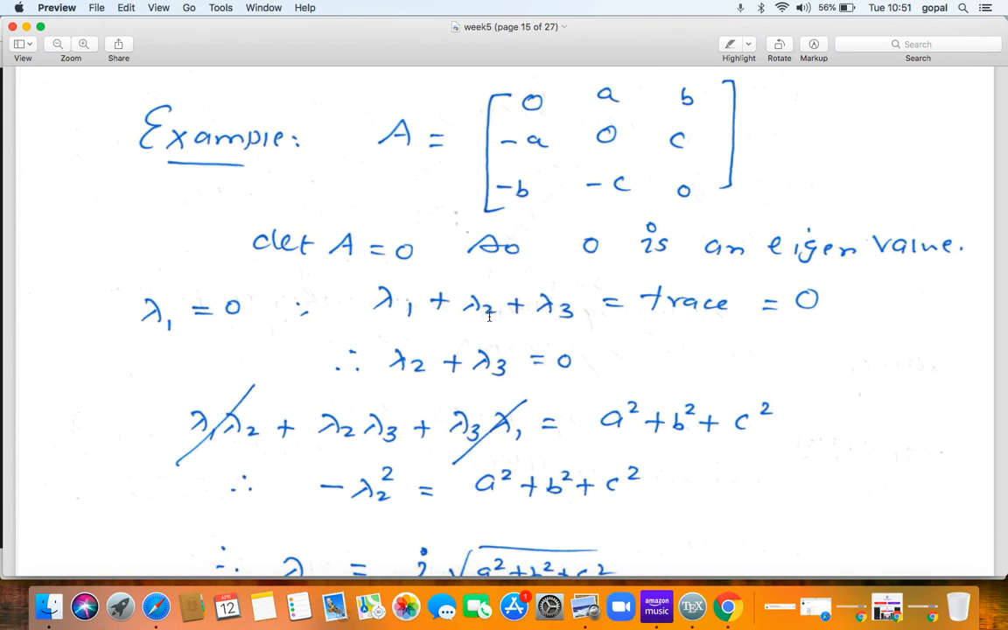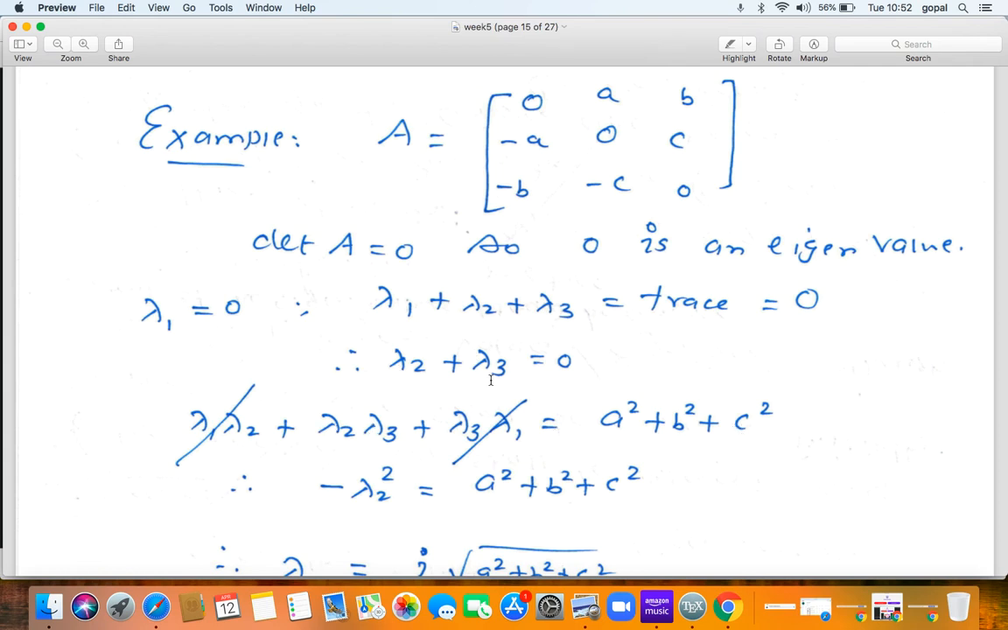Fine. What is the sum of the 2 by 2 principal minors? That is lambda 1 lambda 2 plus lambda 2 lambda 3 plus lambda 3 lambda 1. What are the 2 by 2 principal minors? 0, a, minus a, 0: the determinant is a squared. What about 0, c, minus c, 0? c squared. What about 0, b, minus b, 0? The determinant is b squared. The sum of the 2 by 2 principal minors is a squared plus b squared plus c squared. So lambda 2 lambda 3 is a squared plus b squared plus c squared.